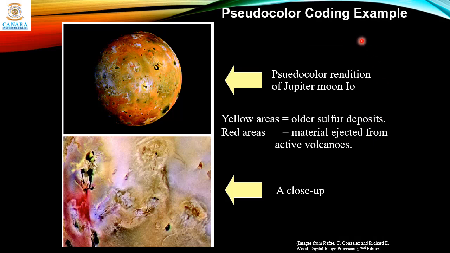Another example of pseudo color coding. Here is the pseudo color rendition of Jupiter's moon Io. Here the yellow areas are older sulfur deposits, and the red areas, and you have the zoomed in version here, are material ejected from the active volcanoes. So most of the outer space imagery that you see are basically pseudo color coded images.